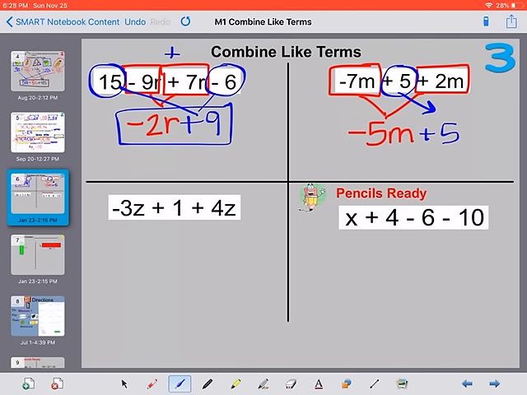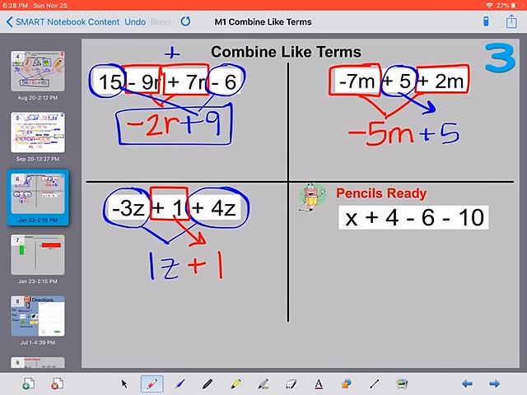Alright, the third one here, we have the letter Z, negative 3z and a positive 4z. Combining those together, different signs, subtract. 4 minus 3 is 1, 1z, and there are more positives. 4 is a bigger number than 3, so it's a positive 1z, and then just plus 1.